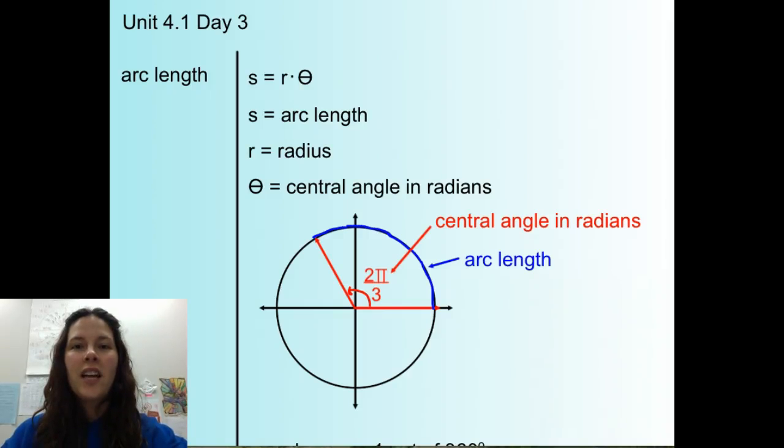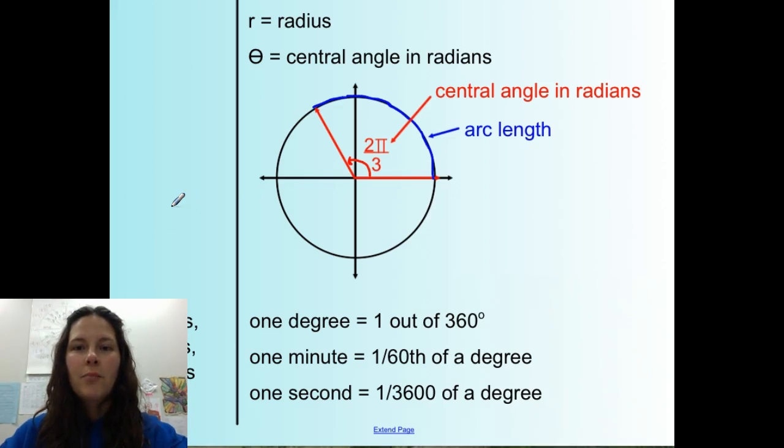Next, we're going to learn how to calculate arc length in a circle. Arc length is simply part of the circumference of the circle, and if the measure of the central angle of the circle is in radians, the formula is quite simple. You take the radius of the circle times the central angle in radians, and that gives you the arc length.